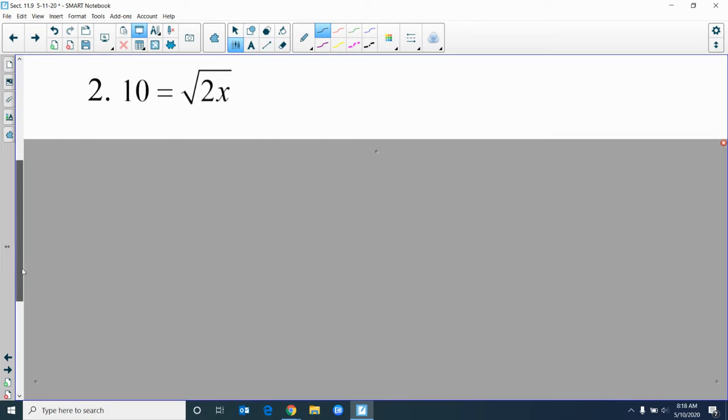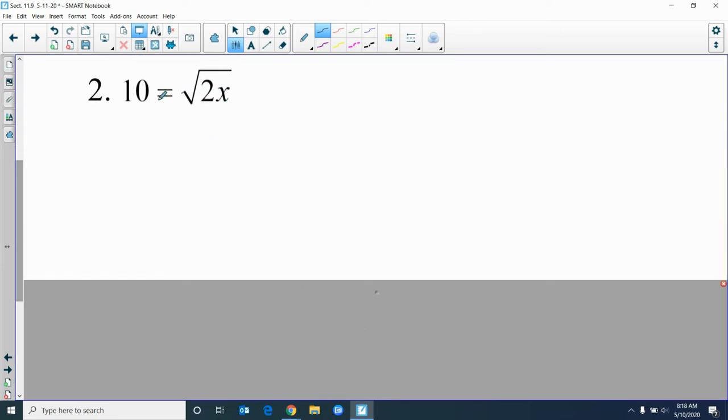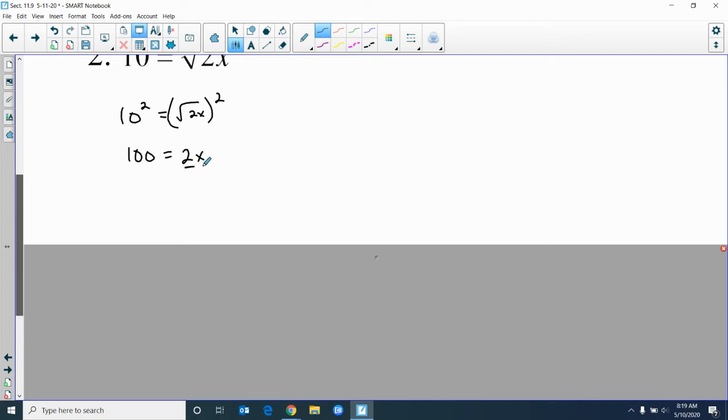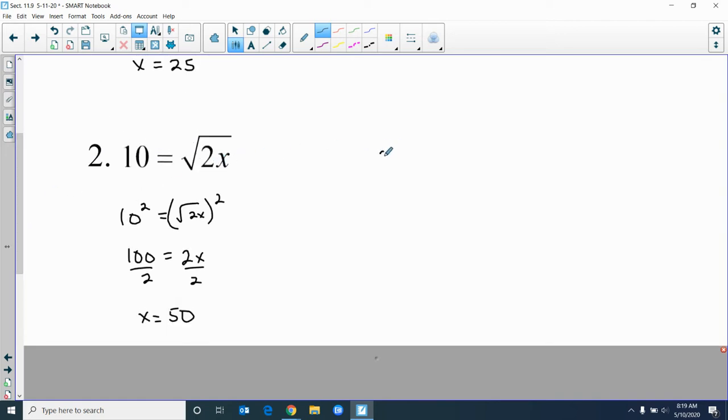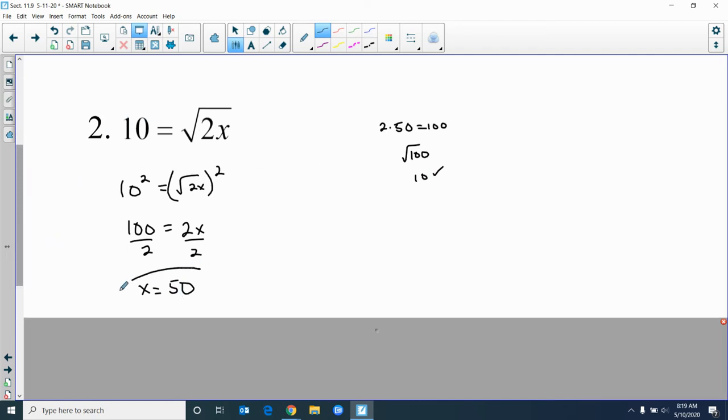Second one, 10 equals square root of 2x. I got the square root isolated. I square both sides. 10 squared is 100. Square root of 2x squared is just 2x. Whatever is on the inside is what we get. Divide by 2, and I'm just going to flip the order, and I get x equals 50. Is this true? Well, what's 2 times 50? 2 times 50 is 100. And now I take the square root of that, and that is 10. And that's what it says here. So that is correct. I know my answer is right.